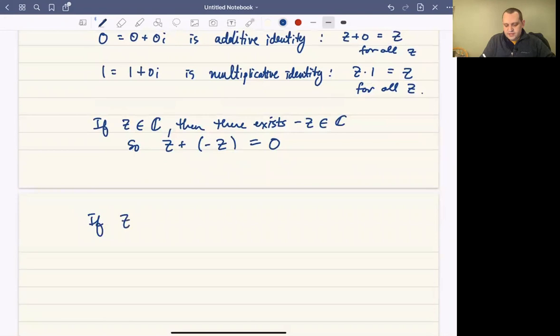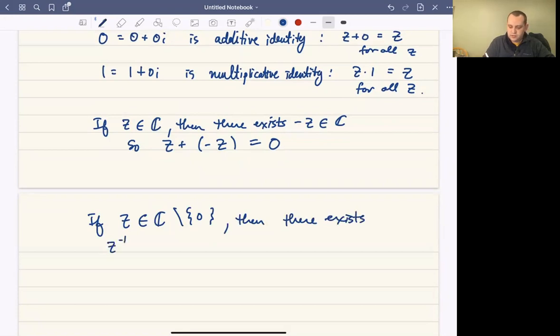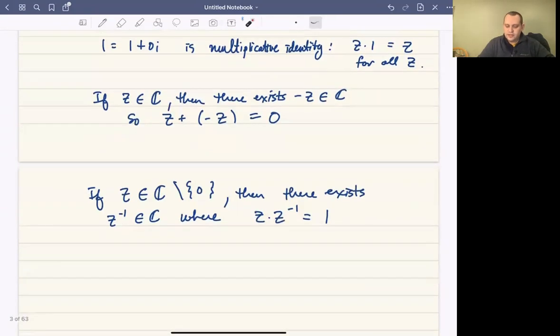Likewise, if z is a complex number that's not 0, then there exists a multiplicative inverse. So then there exists a complex number, which I'll call z inverse, where z times z inverse is equal to the multiplicative identity, 1. This is one of the properties that really sets a field apart. One of the features of fields, and that's a big one, is that every non-zero value has a multiplicative inverse.